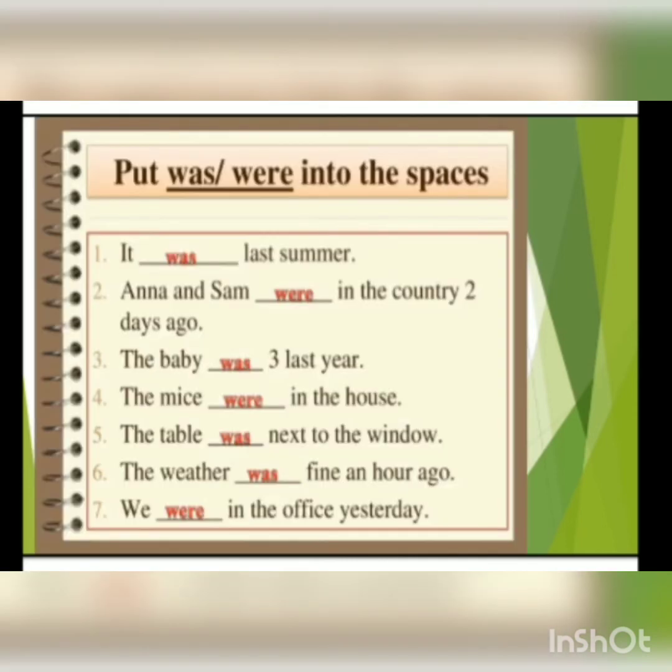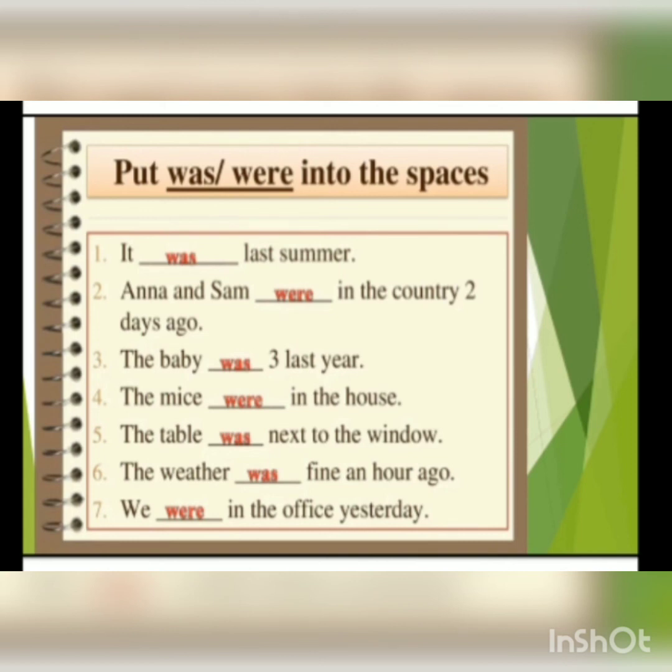Okay, let's read this out for better understanding. It was last summer. Last summer means that summer season that is already over. We are talking about the last year's summer. So this is something which has happened in the past. Anna and Sam were in the country 2 days ago. So remember, Anna and Sam are plural in number, so we used were. And the words 2 days ago show us that it is something in the past which had happened. This is the past event. The baby was 3 last year, which is already over.